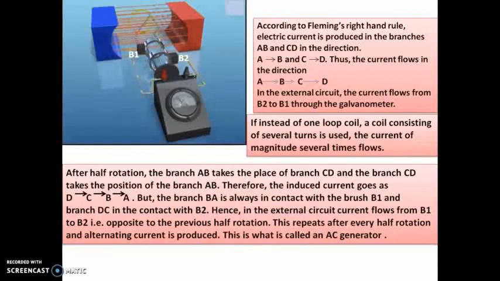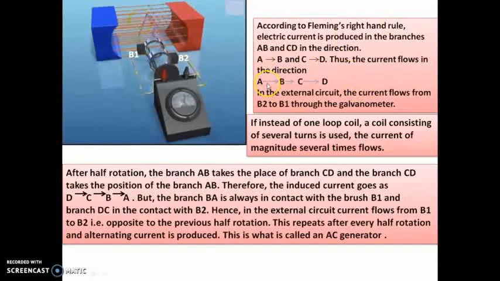After half rotation, the branch AB takes the place of branch CD and the branch CD takes the position of branch AB. So after half rotation, what do you see? The branches take the position. That means it does not interchange the position, children. The branch AB, which was going first in the upward direction, goes in the downward direction, and branch CD goes in the upward direction. And therefore the induced current goes as D to C to B to A. That means exactly the opposite or reverse direction.